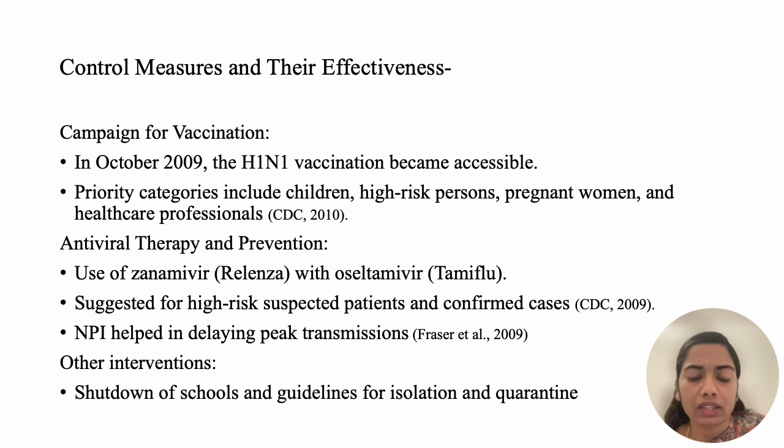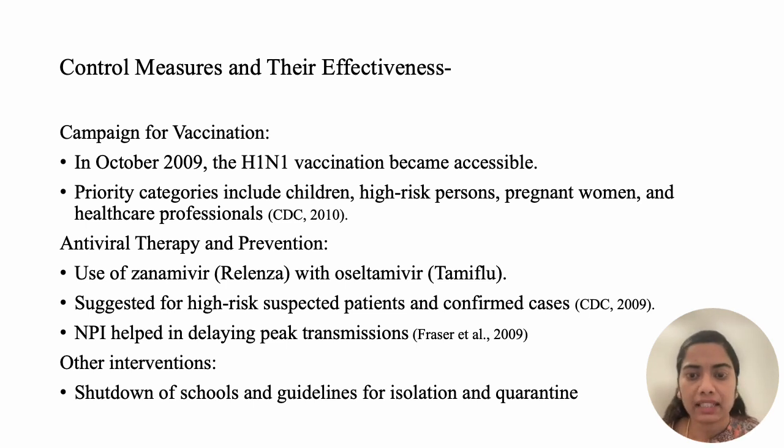Coming to control measures and their effectiveness, campaigns for vaccinations. In October 2009, H1N1 vaccination became available. The vaccination campaigns that gave priority to high-risk populations was a cornerstone for H1N1 containment efforts. Despite early delays, vaccination had major impact in lowering the number of new infections by the end of the year. Even there were shortages and resistance concerns, but the antiviral medications were generally advised for both prophylaxis and also as a therapy for the one who was infected with H1N1 virus.